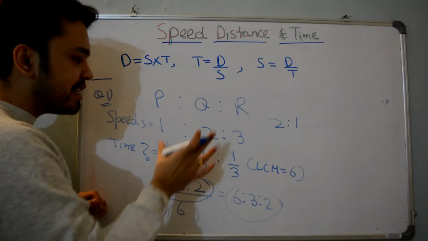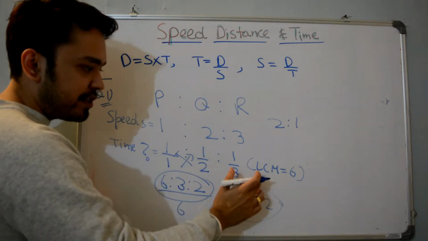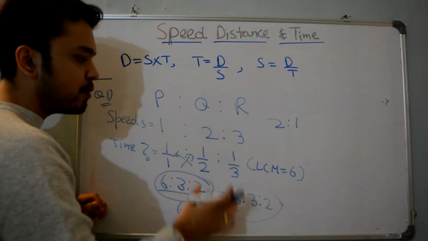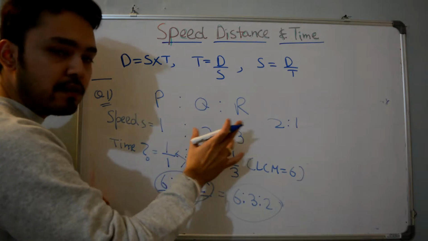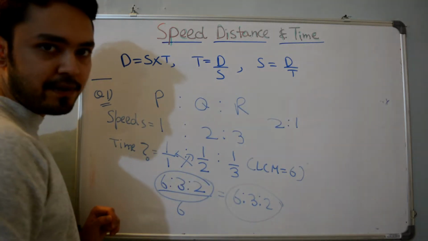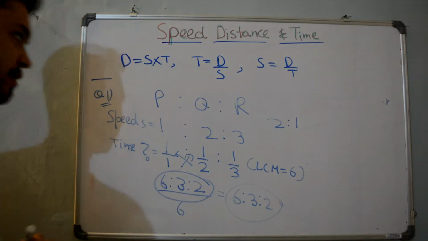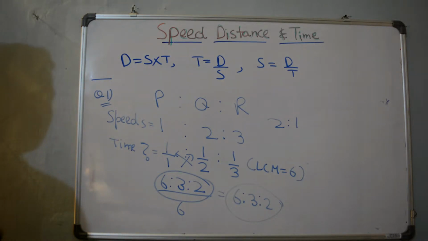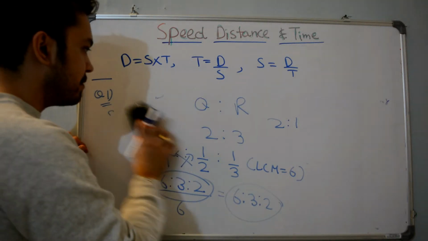Right? So this method of lowest common multiple is only applicable if you have a question in this form where you are given 3 or more than 3 people. Right? I hope it is clear to all of you. Now moving on with our next type of question.